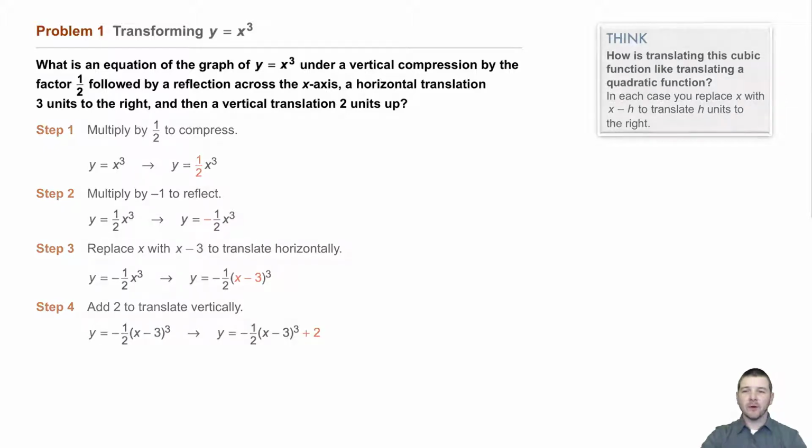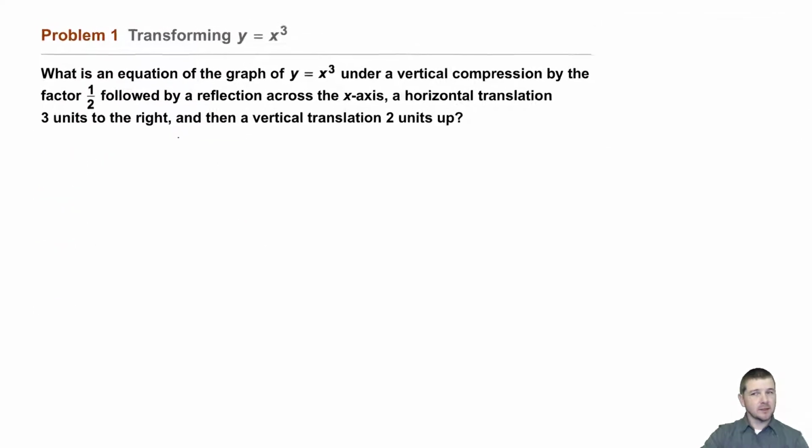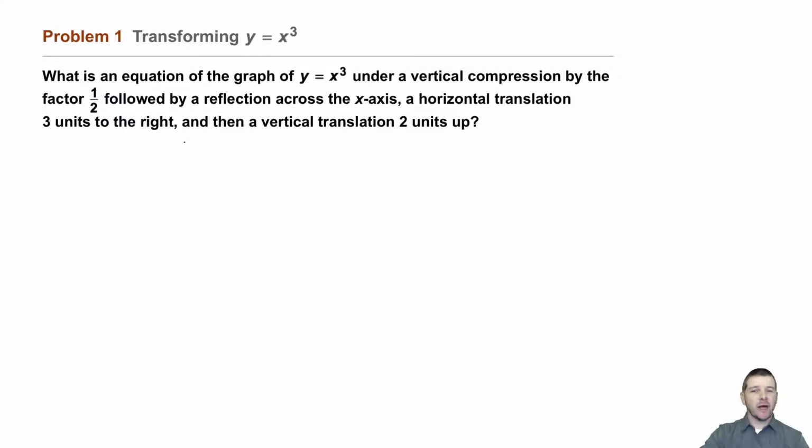Problem 1. Transforming y = x³. What is an equation of the graph of y = x³ under a vertical compression by the factor 1/2, followed by a reflection across the x-axis, a horizontal translation 3 units to the right, and then a vertical translation 2 units up? Well, step 1.